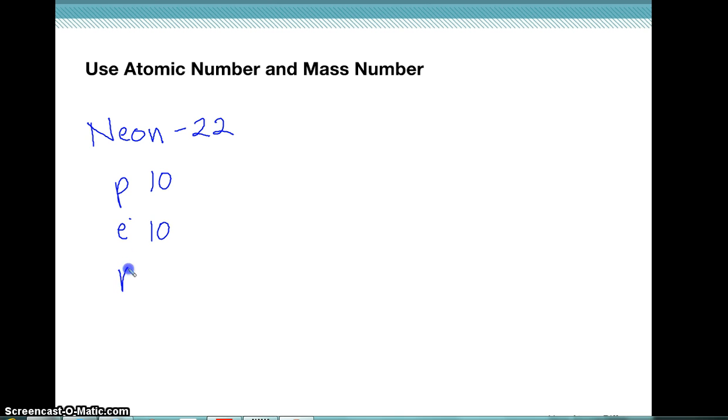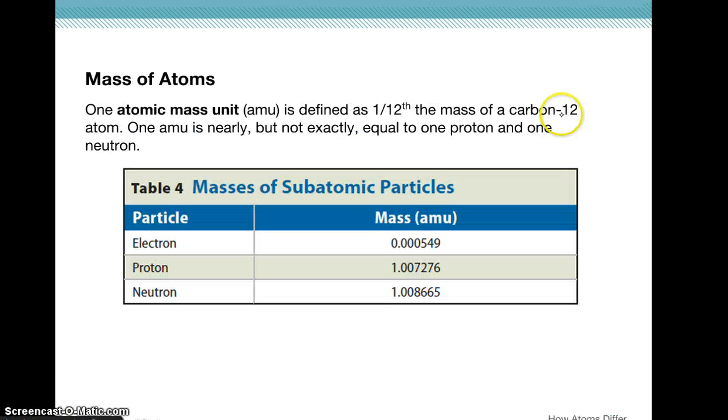Okay, so we want to figure out the number of neutrons. Well, the mass number is 22. 10 plus what is 22? 12. So that means there are 12 neutrons in neon-22. And to write the symbol, we would use the symbol for neon, the mass number on top, and the atomic number on the bottom. Okay, so neon-22, neon 22. Two different ways of writing the same thing.